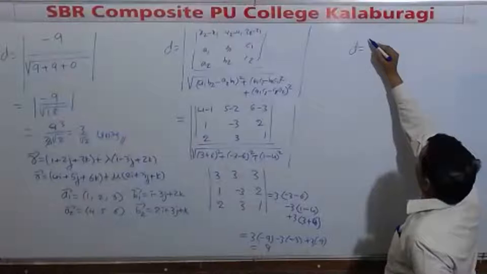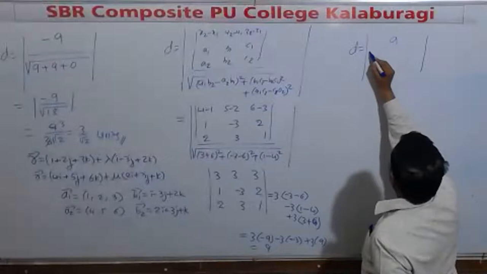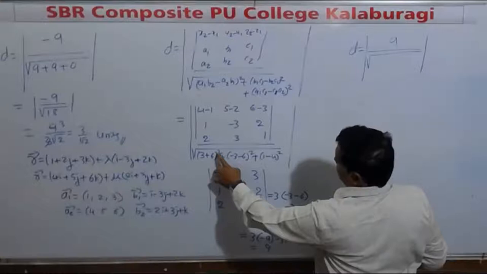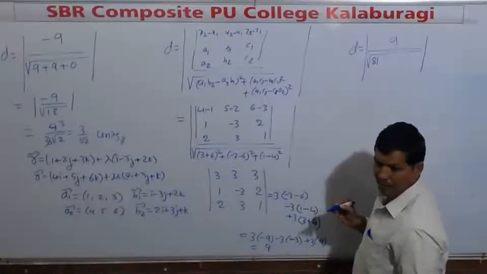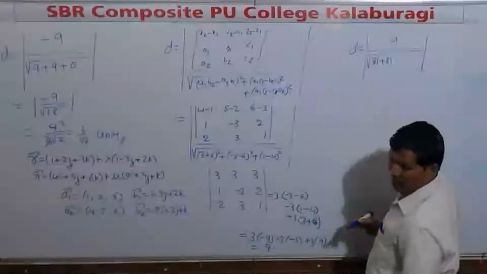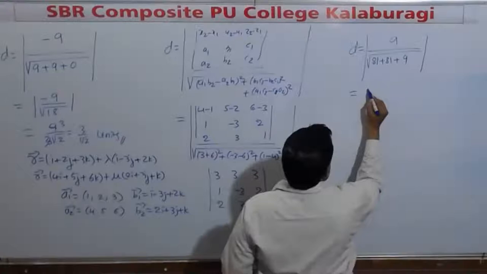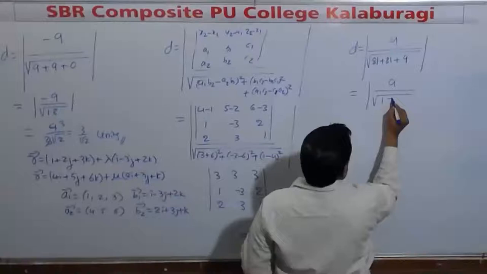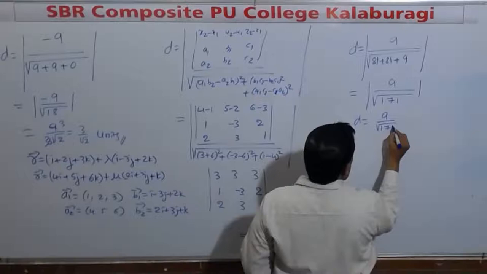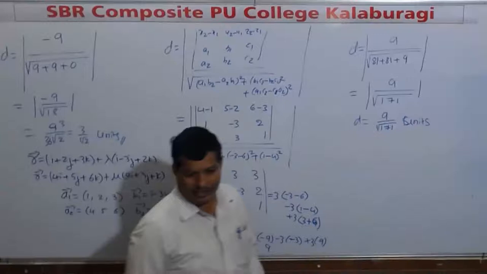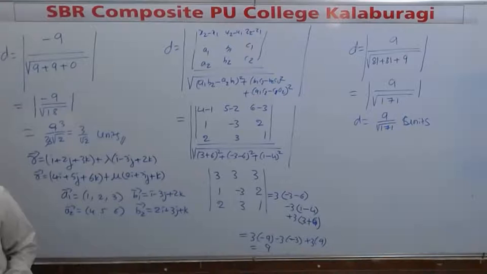Mod of the determinant value, which is 9, divided by root of: 3 plus 6 is 9, square is 81; minus 3 minus 6 is minus 9, square is again plus 81; 1 minus 4 is minus 3, square is 9. Therefore, we have 9 by root of 171. So the distance is 9 by root of 171 units, not square units. This is the answer. One more example is the same as this one.